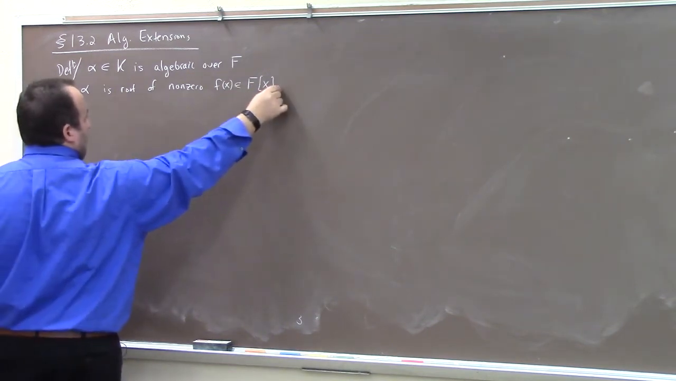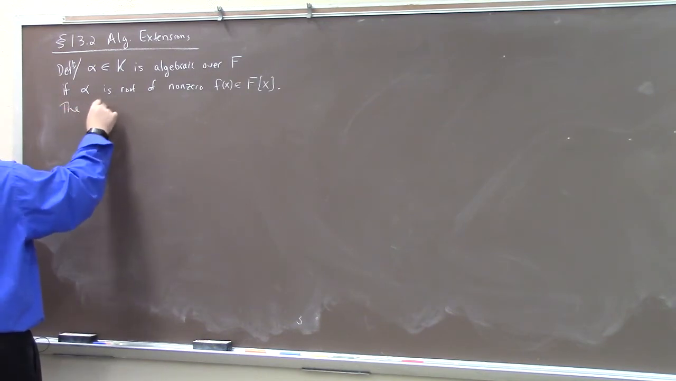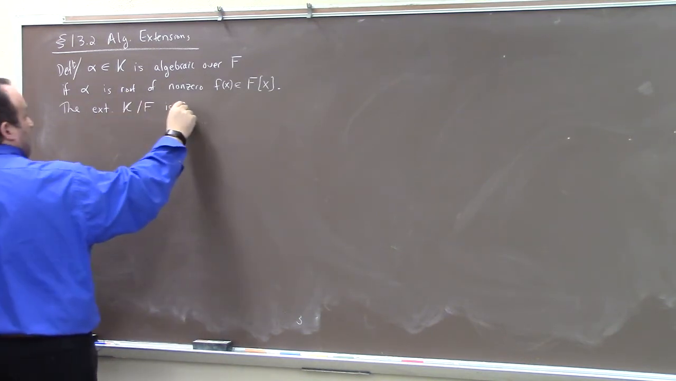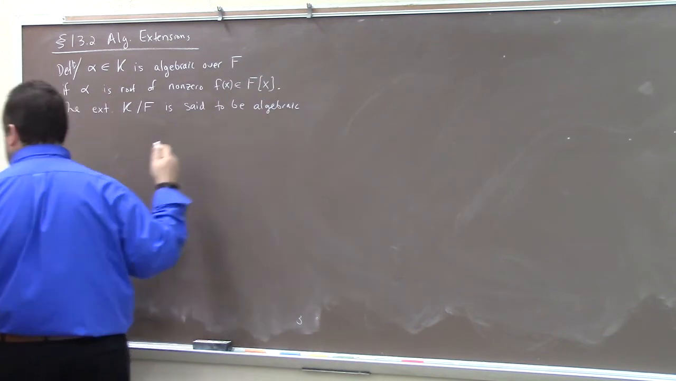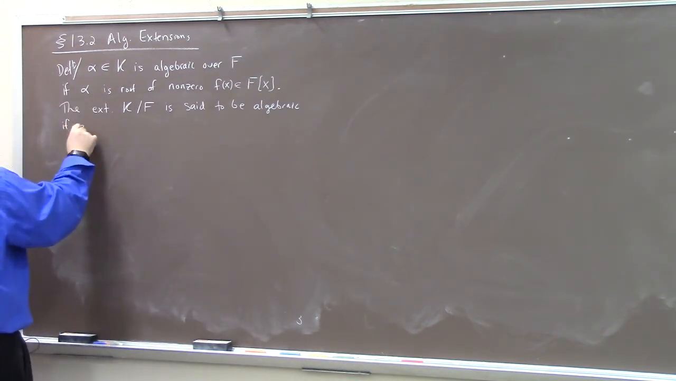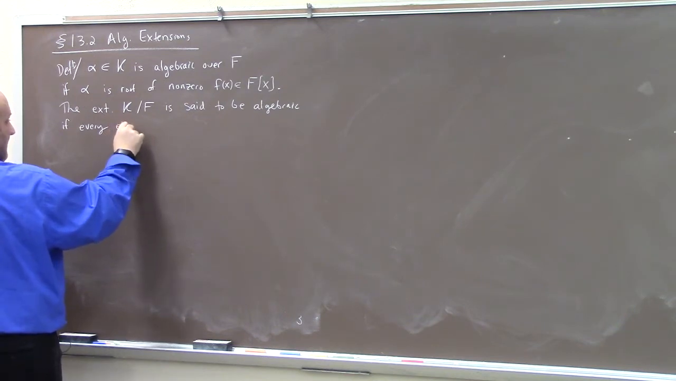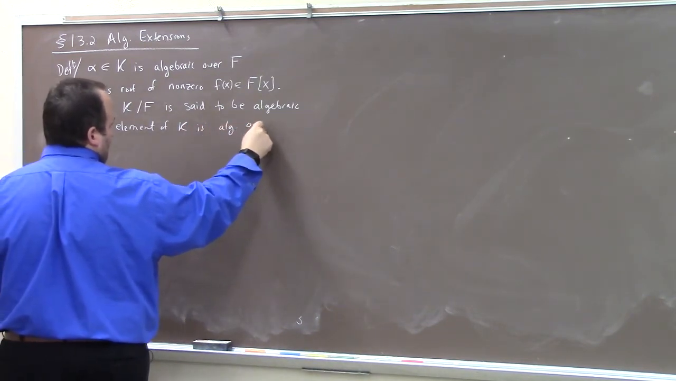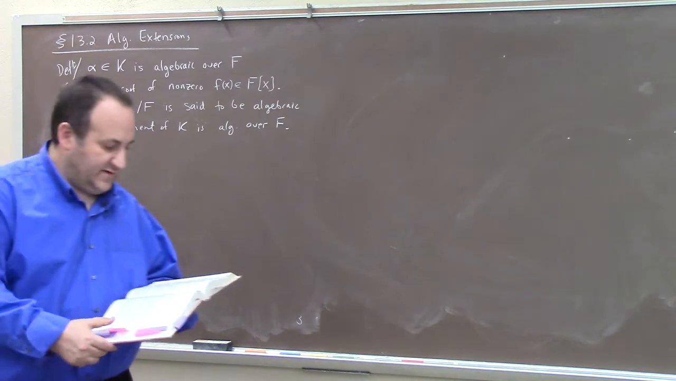All right. If alpha is not algebraic over F, then it's said to be transcendental over F, and the extension K over F is said to be algebraic if every element of K is algebraic over F. So again, transcendental over F means that it's not algebraic over F. I didn't write it down, but I said it.